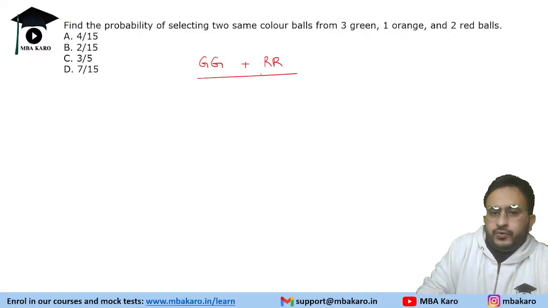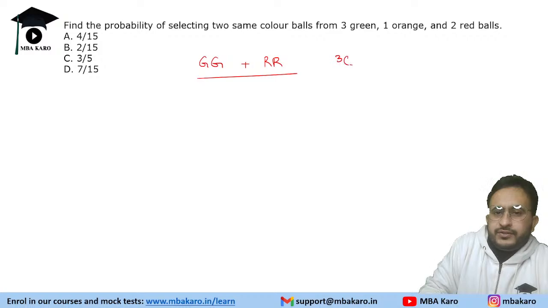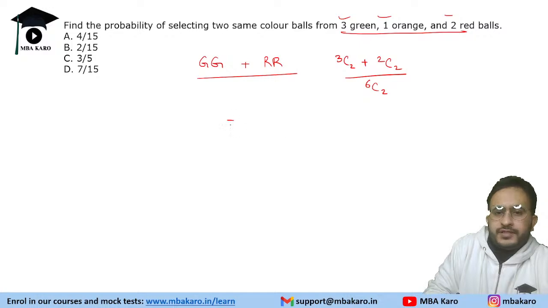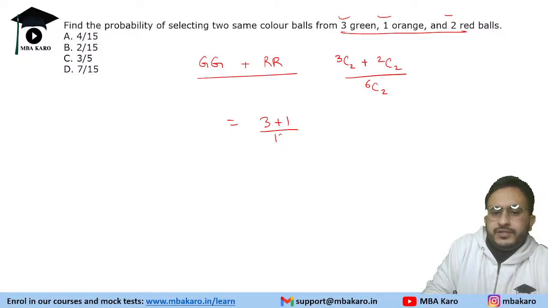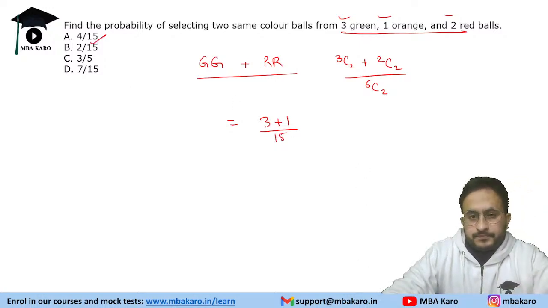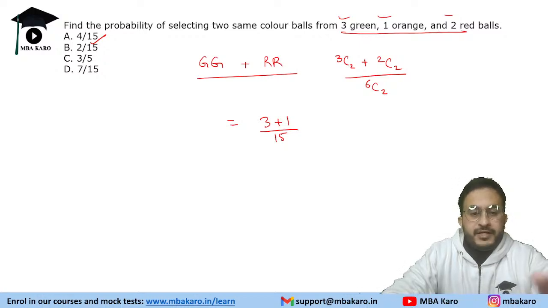Selecting two green balls is 3C2 and two red balls is 2C2. And total ways of selection: there are total 6 balls, we are selecting 2 balls out of 6. So (3 plus 1) upon 6C2, which is 15. So you will get 4 by 15. Okay, so basic probability question.